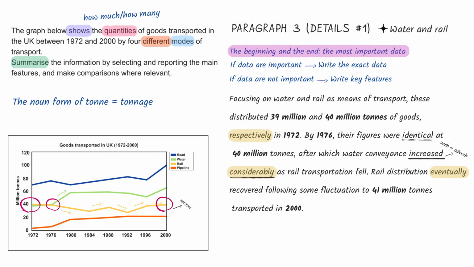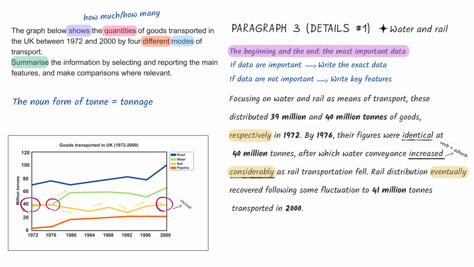And again, here we have the exact data, because it is the ending of that period, because we're talking about the ending, all right? So let's read this again. Rail distribution eventually recovered following some fluctuation to 41 million tons transported in 2000. All right, we're done with rail. Now let's talk about water.